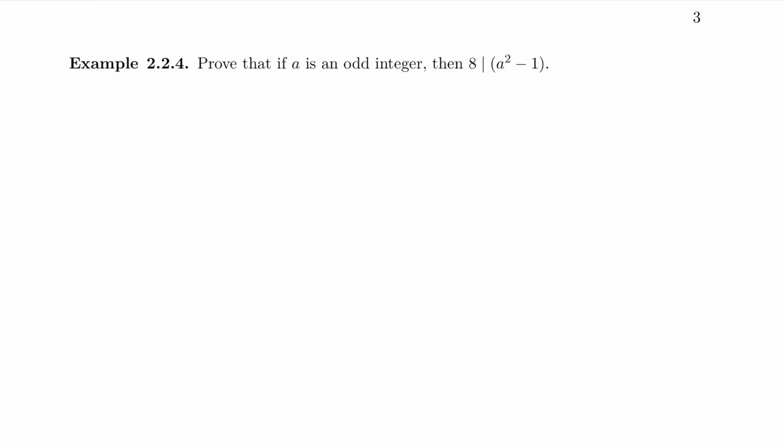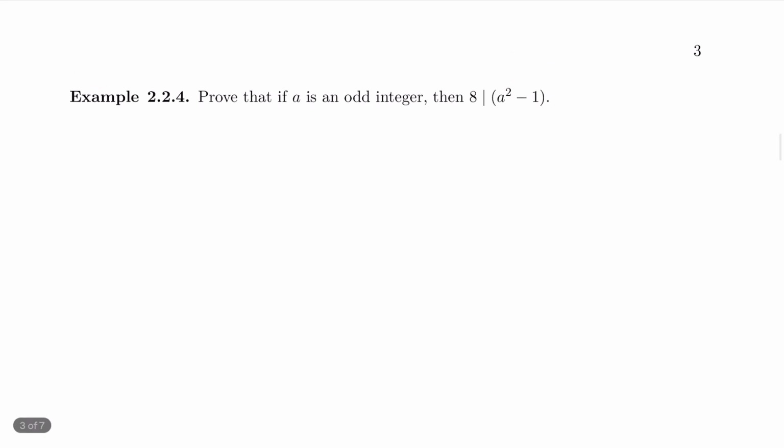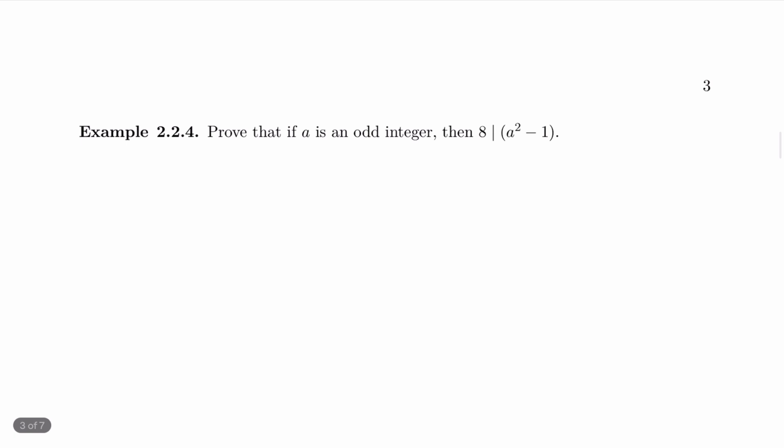Today we're going to prove that if a is an odd integer, then 8 divides a squared minus 1. Let's start to prove this. Again, let a be an odd integer. We know that when a is odd, there is an integer k such that a equals 2k plus 1.